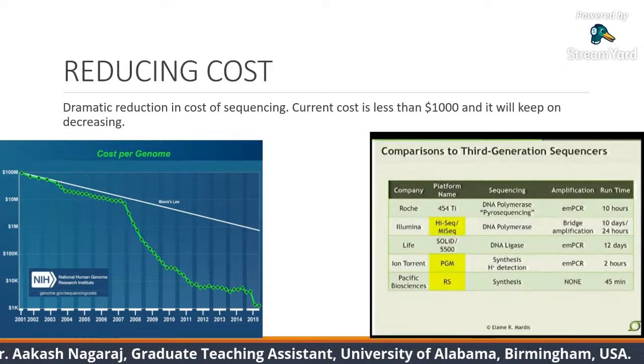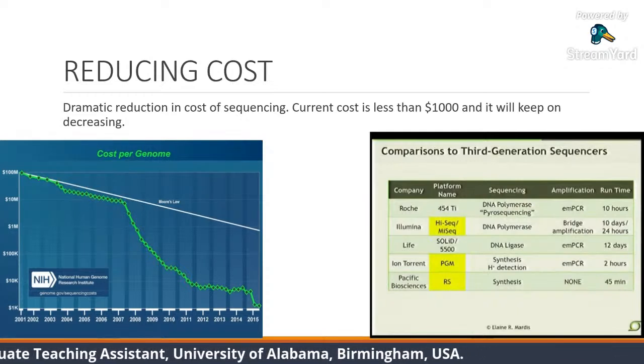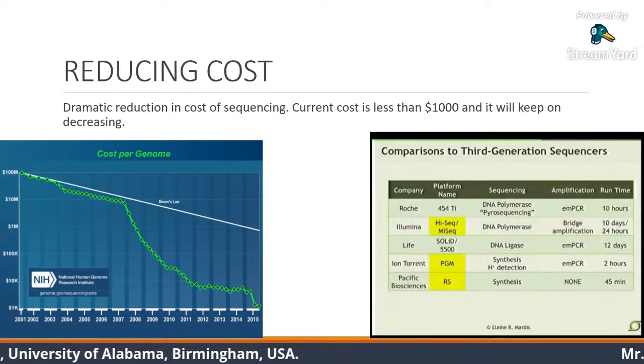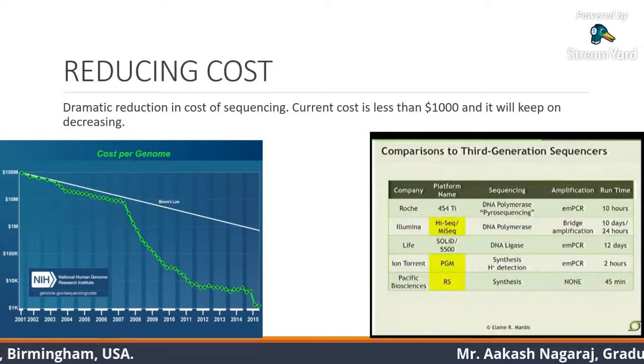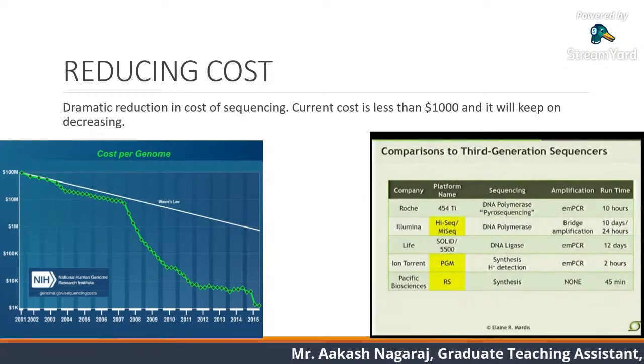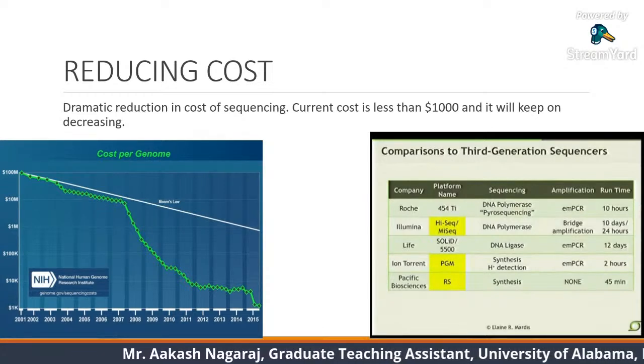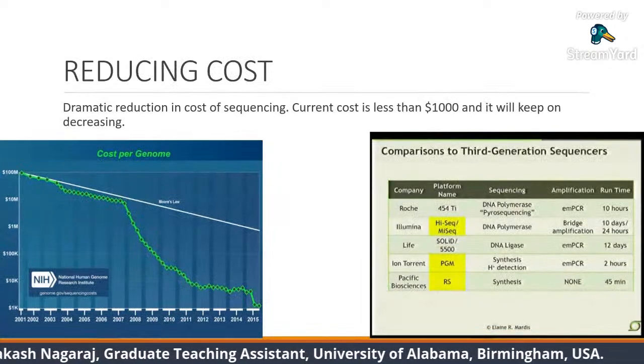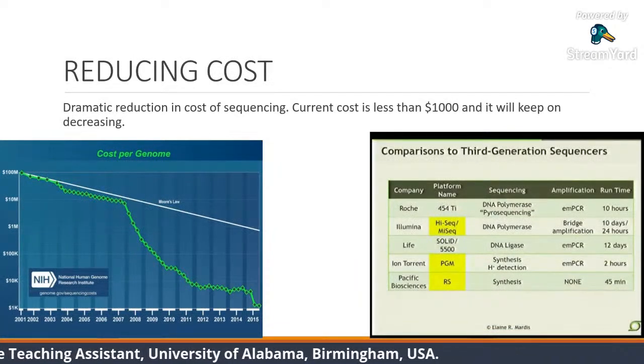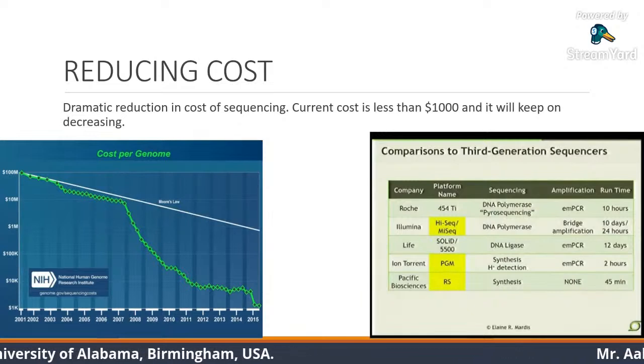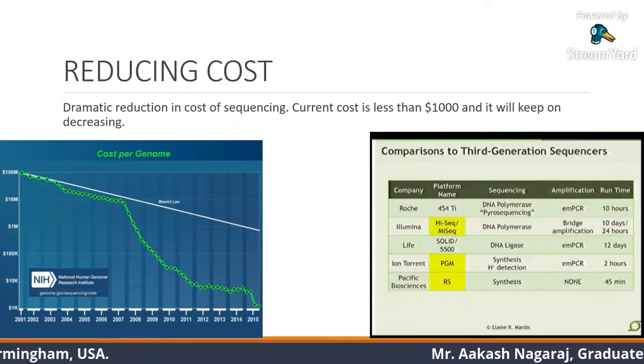Here is a graph of how the cost to sequence a genome has reduced. It started at $100 million, and it has been reducing dramatically. This chart stops at 5 years ago, and in the past 5 years it has kept on reducing.